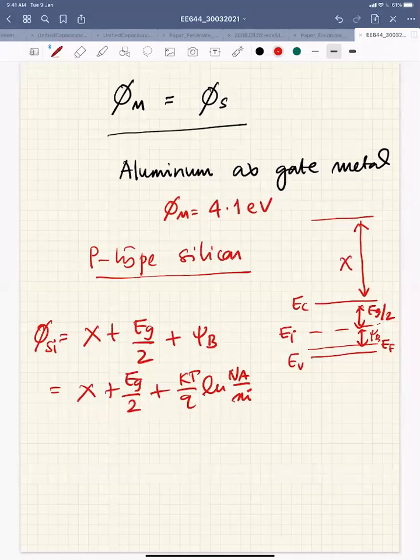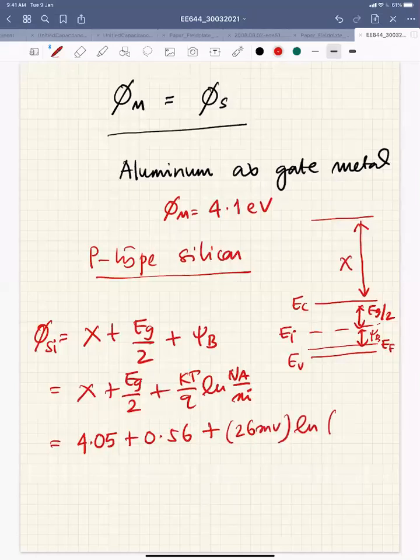If you calculate, for silicon the electron affinity is around 4.05 electron volt, and this Eg by 2 is 0.56, right? And this psi b is something around 0.4 volt, if I take 26 millivolt times ln of 10 to the 17 by 10 to the 10.